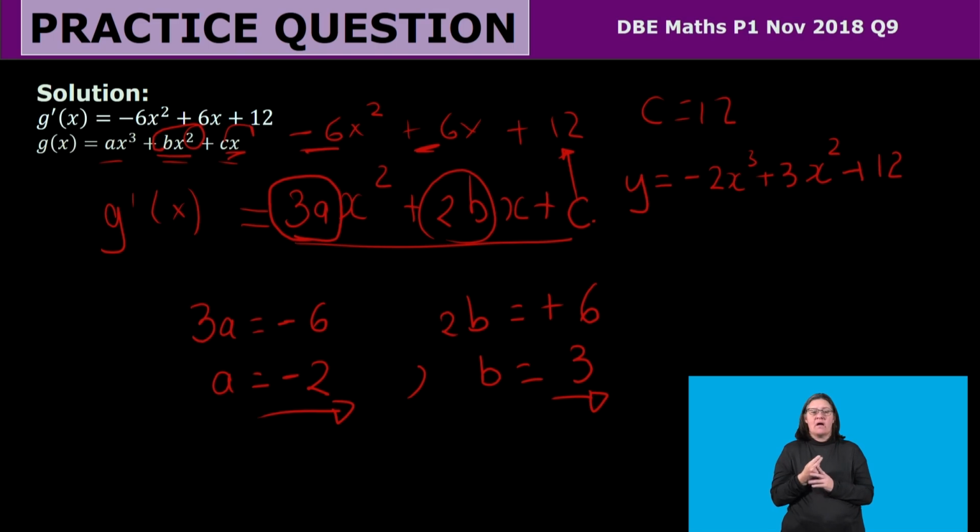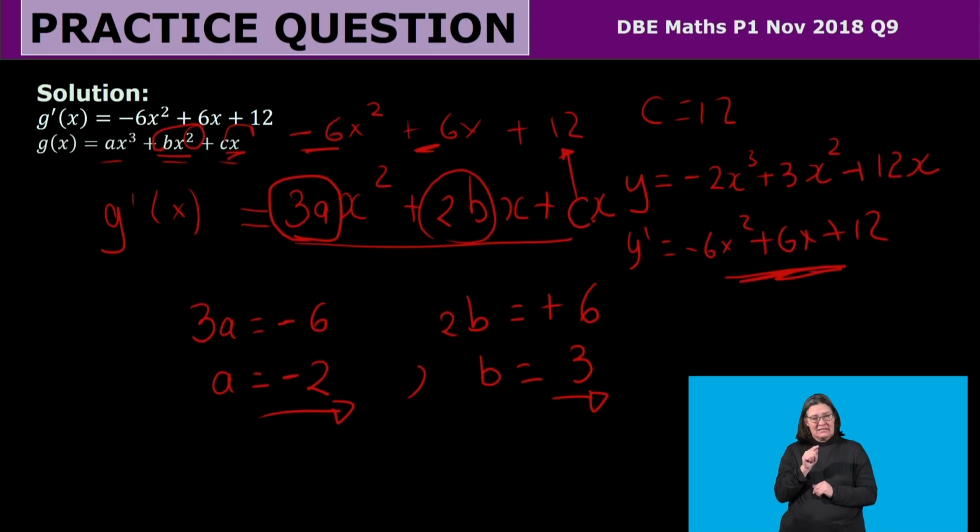Okay, you can quickly take the derivative to check. I have missed out an x value, sorry, cx is equal to 12x, so c is equal to 12, this should be 12x. So you can quickly take the derivative to see that your answer matches what you were given. If I take the derivative of this expression, I get minus 6x squared plus 6x plus 12. And this is indeed what they gave you. So therefore you know that you have found the correct expression for g(x).